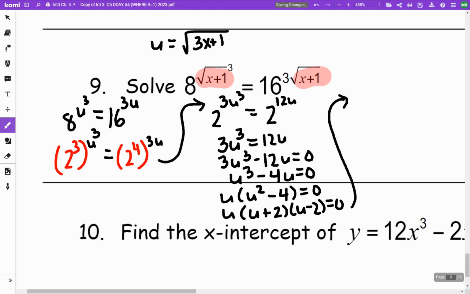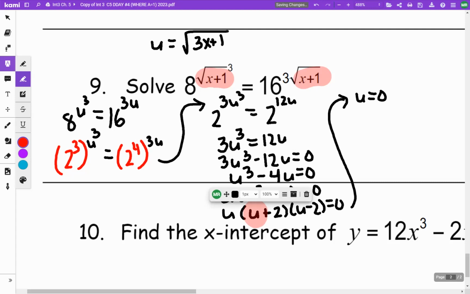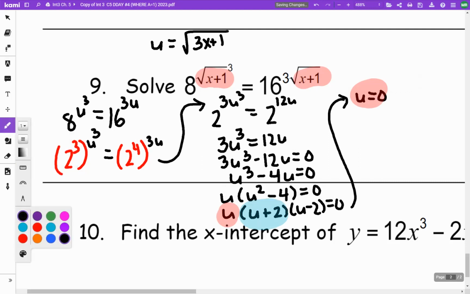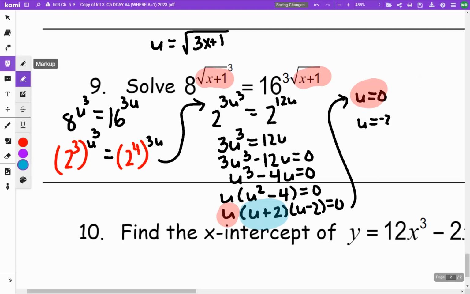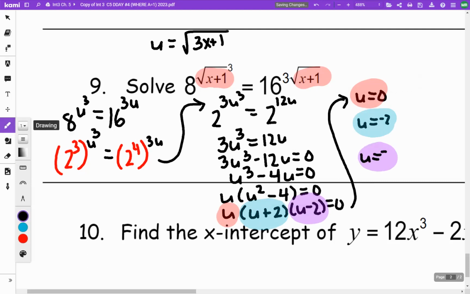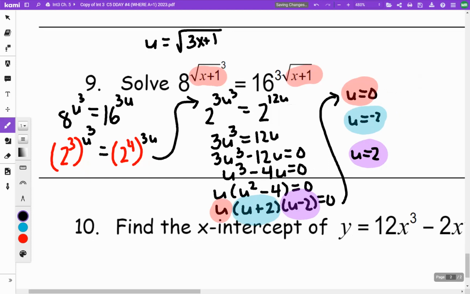So for my u, I'm going to get 0 from here. Oops, not from here. Sorry, wrong. That's going to be my 0. I'm going to get from here a -2. Okay, so that was my -2. I'm going to get from here a +2. So that's going to be u equals +2. Now, I'm not done because I want to solve for x. So remember, each of these, my u is really the square root of 3x plus 1. So I'm going to rewrite these.